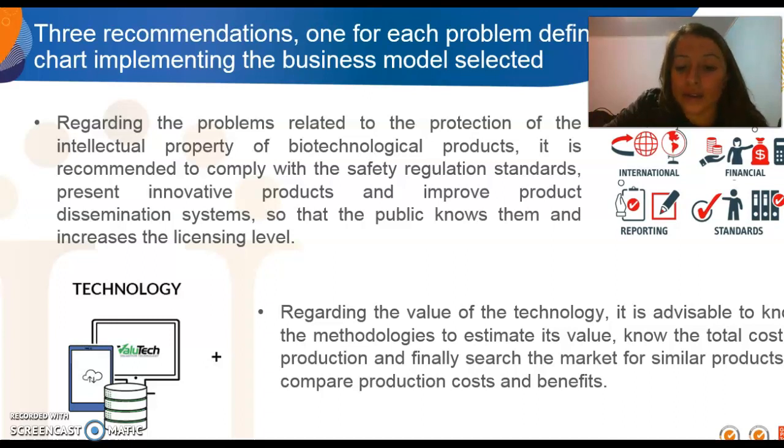Regarding the value of the technology, it is advisable to know the methodologies to estimate its value. Know the total cost of production and final share of the market for similar products to compare production costs and benefits.